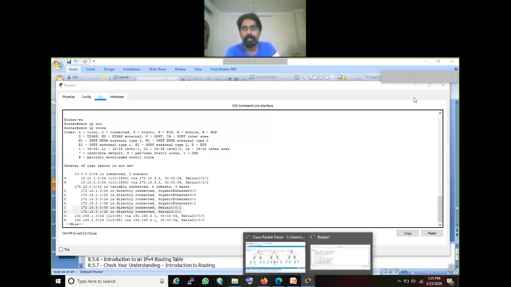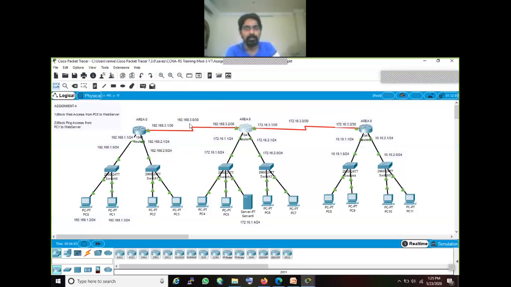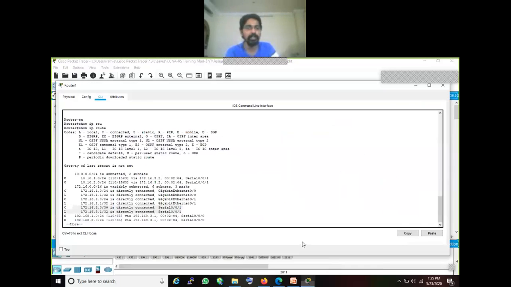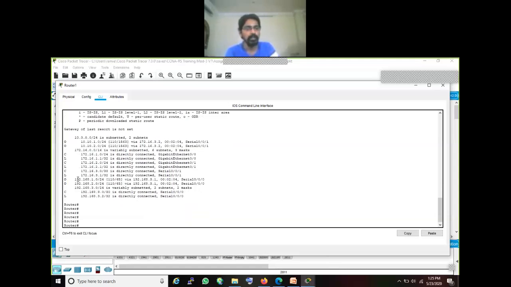Here, the 172.16.1.0 network and 2.0 network were directly connected through the GigabitEthernet interfaces, and then the 172.16.3.0 network, followed by the next. What are the next networks? OSPF. C means directly connected. Next, L means directly connected. So this is the way the router displays its routing table.